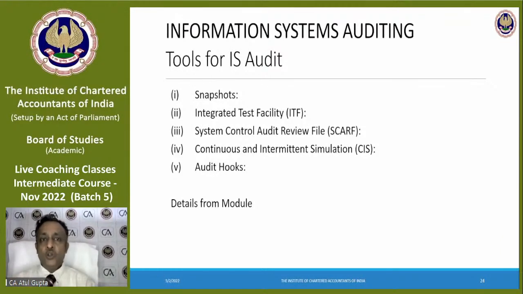So, tools for information system audit. These are audit techniques that an information system auditor uses to perform an audit. Let me read the names and then I'll share practical outputs for this. Snapshot, integrated test facility, system control audit review file, CIS, audit hooks. CIS is continuous and intermittent simulation, and audit hook. Now, as I go ahead, I'm asking you a question. Just try to answer from your understanding, from your knowledge.